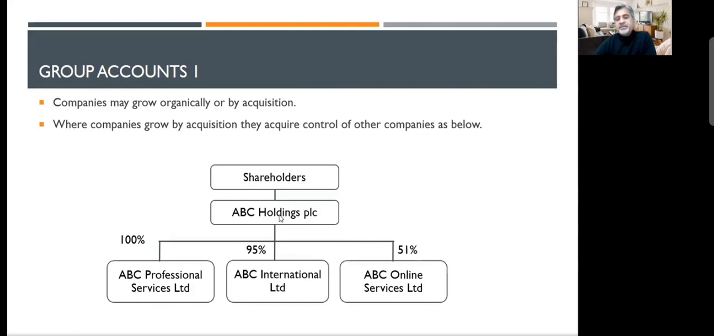So shareholders, ABC Holding PLC, acquires 100% of ABC Professional Services. It may acquire 95% of ABC International Limited, and it may acquire 51% of ABC Online Services. Okay. Pay attention that all of these are more than 50%. The significance is all these are more than 50%. Now, what does more than 50% mean, and what implications does it have? We are going to discuss now.